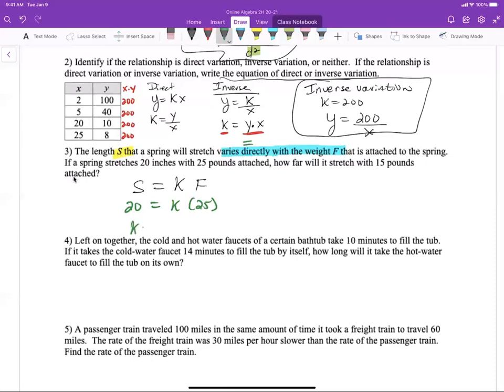Well, I've got to find K first. K is equal to 20 over 25. I'll divide each one by 5, and I get 4 over 5. And so I know that I have an equation. S is equal to 4/5 times whatever the weight is in pounds. And then they ask, how far will it stretch, which is S, if I have 15 pounds. So S is equal to 4/5 times 15. I can divide out 5. So 4 times 3 is equal to 12. And that is in units of inches.